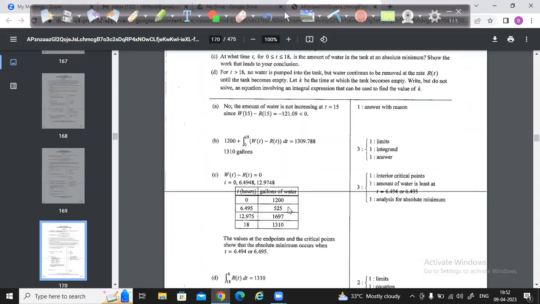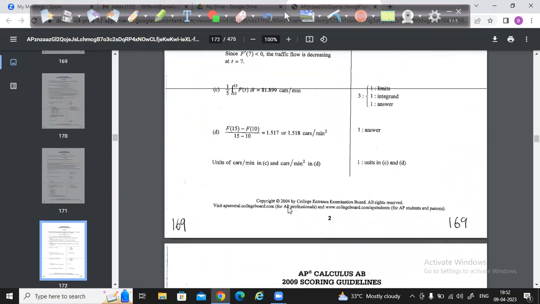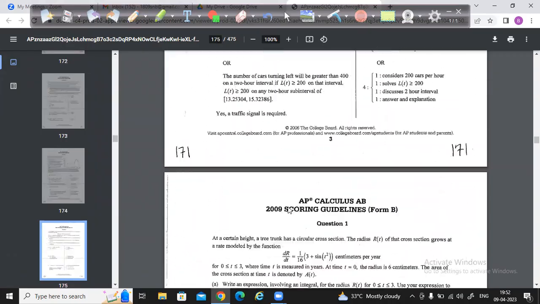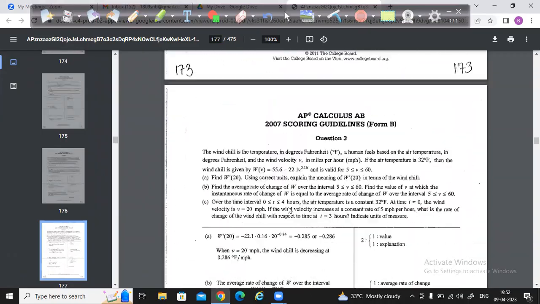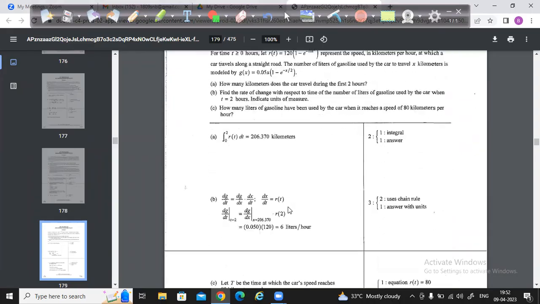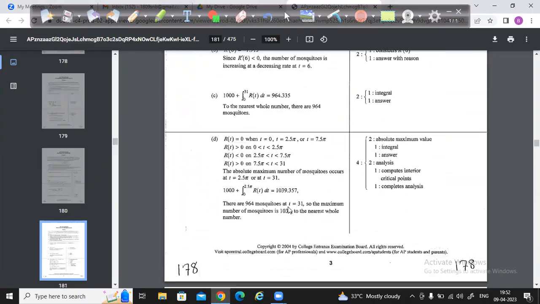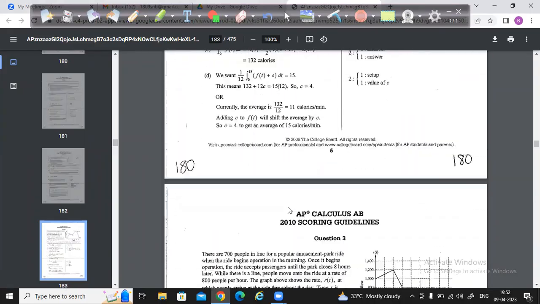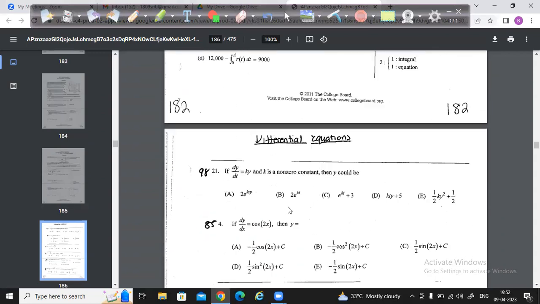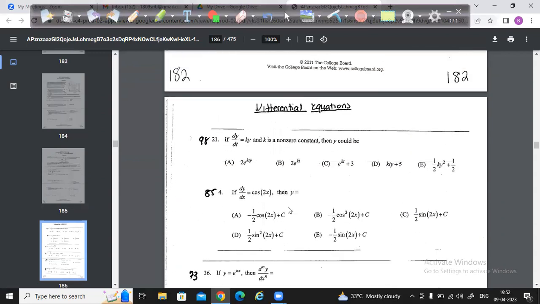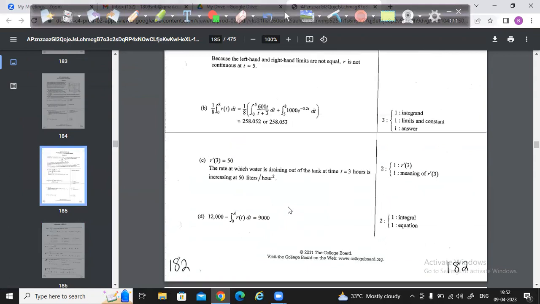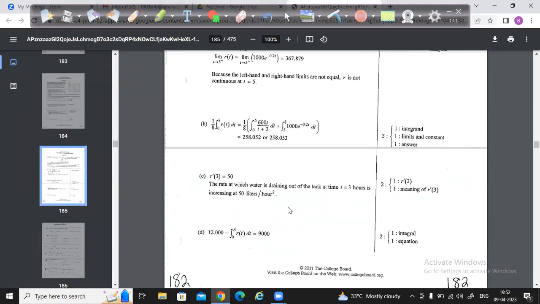You should be able to do all the questions up to the page number, with the concepts that we have discussed or explained. For FRQ, solutions are given, right? Up to page 182, all the questions, you should be able to do.